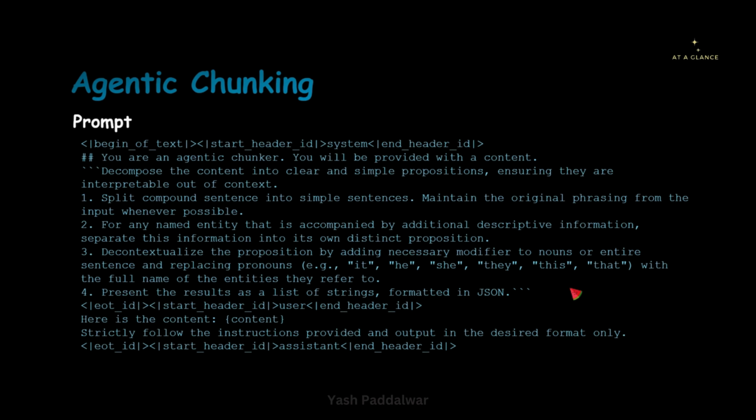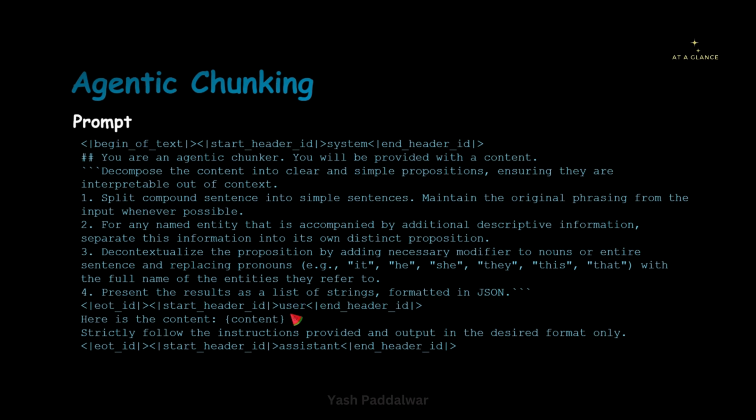So here we have defined the output format, in which format it should output the response. It has to provide a list of strings formatted in JSON. Now you can see over here, our system instruction is complete. Next, we can see this particular header. Here it conveys that the system instruction is now over.